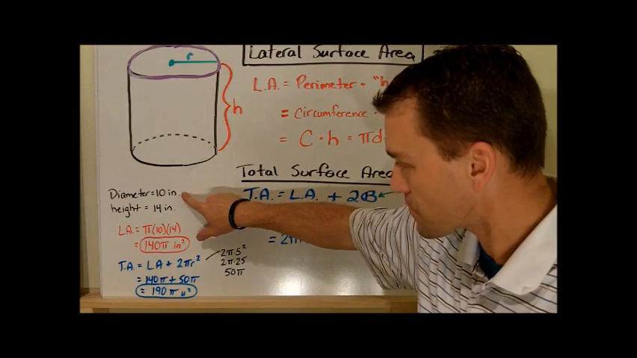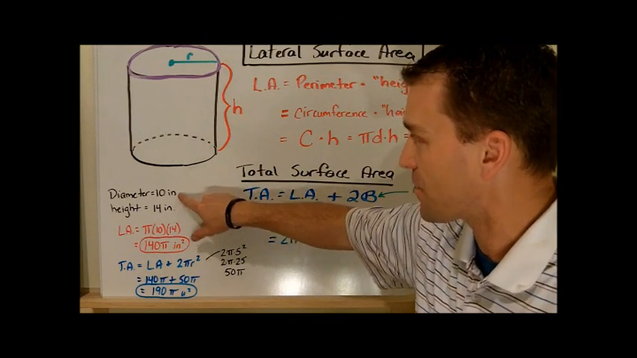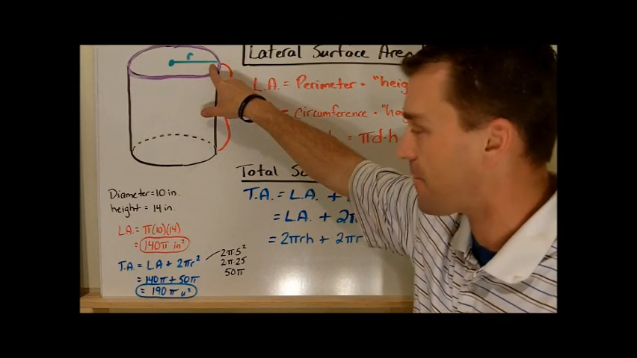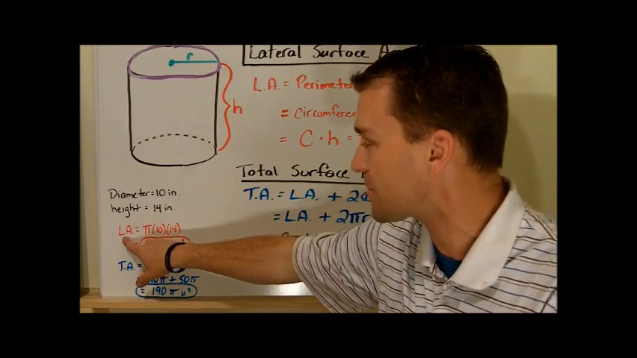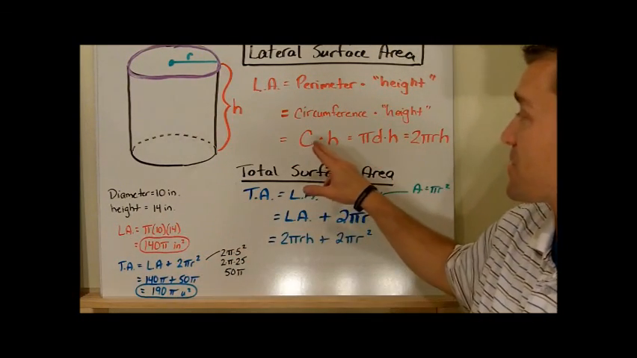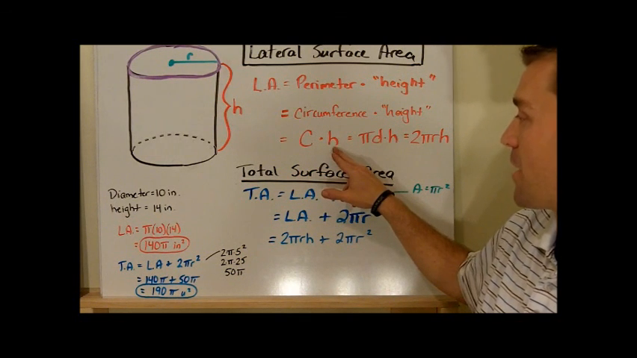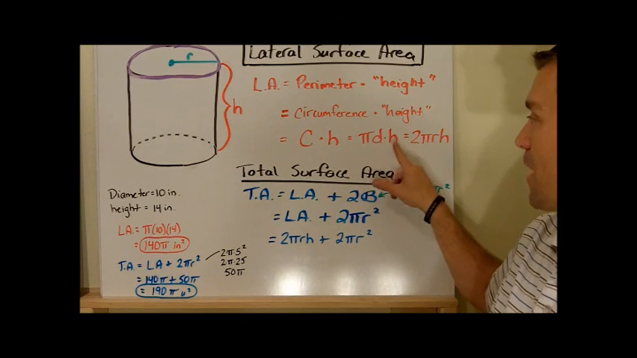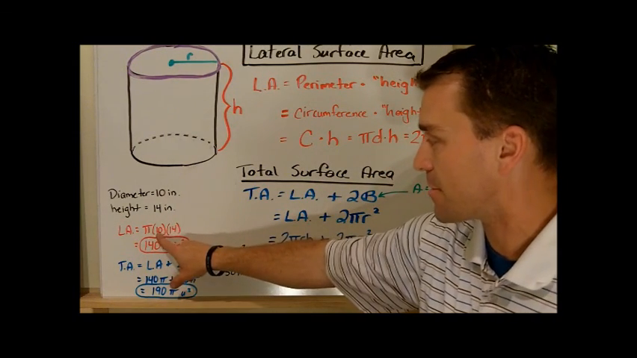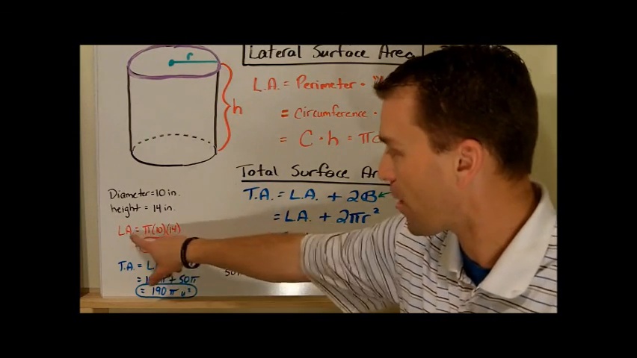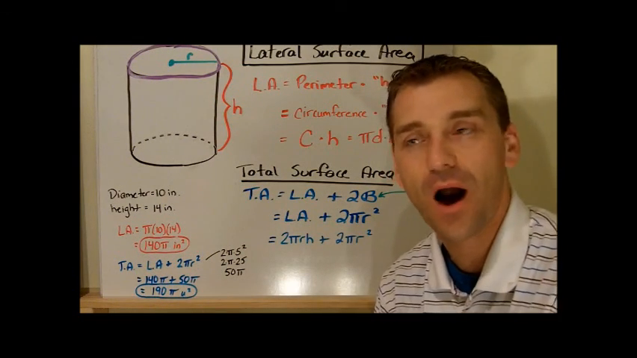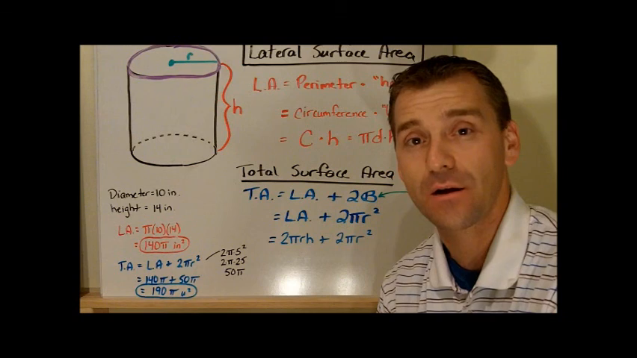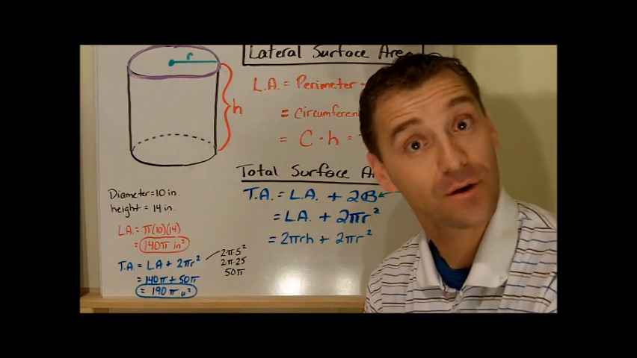Diameter is 10 inches. The height is 14. So if the diameter is 10, that means my radius would be 5. To find the lateral surface area, I have to find the circumference times the height. I know the diameter, so I'll just plug it in here. Diameter is 10, height is 14. Multiply all that out, I get 140 pi inches squared. That would be the lateral surface area. It would be the area of the label, if you will.